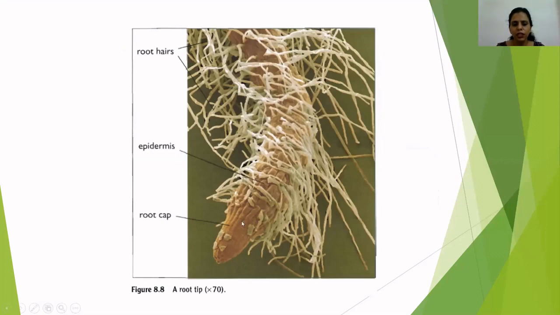And you can see here the root cap. Root cap actually provides protection to the root tip. And then we have these long thread-like structures, white color thread-like structures. So they are all root hairs. And these root hairs are present because they increase the surface area for absorption of water and minerals.